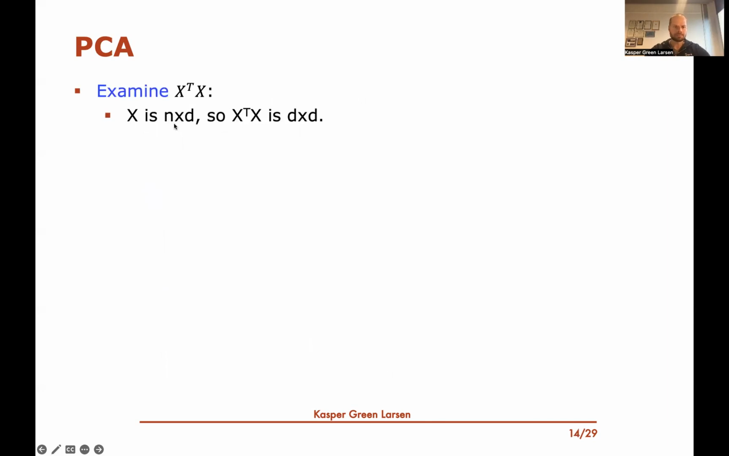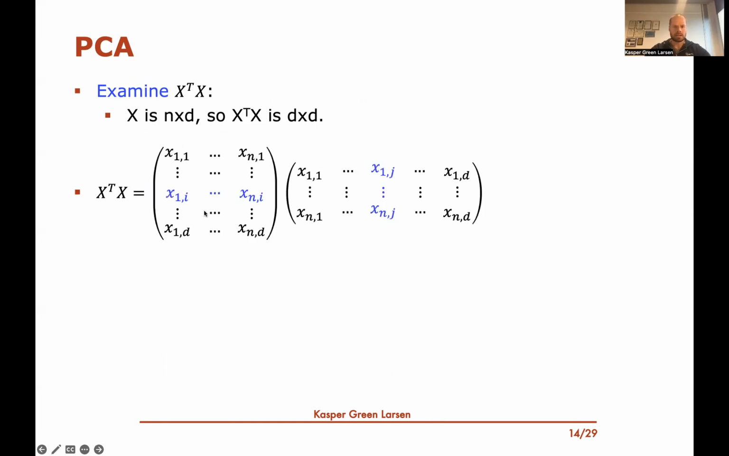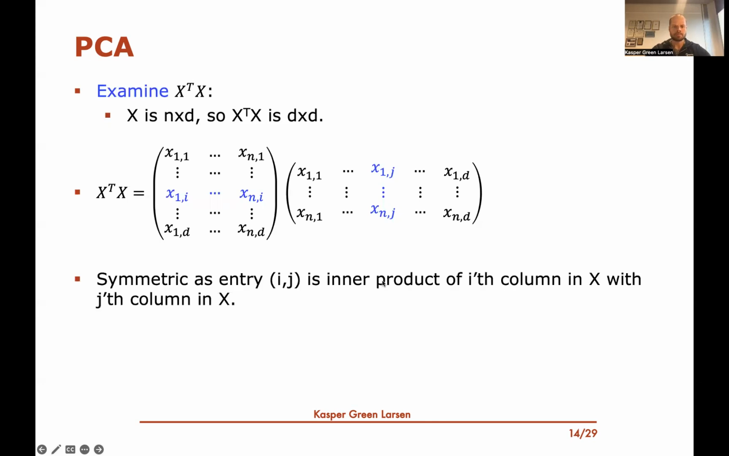So let's have a look at it. The X matrix was an n by d matrix, so X transpose is d by n. So we have d by n times an n by d, which gives us a d by d matrix. So it basically looks like this. And entry i, j is the inner product between the original ith column and the original jth column.